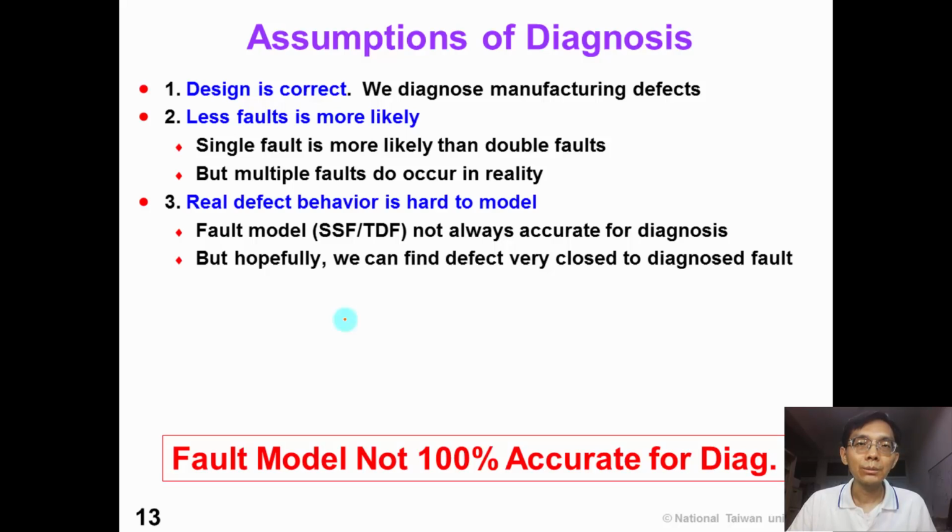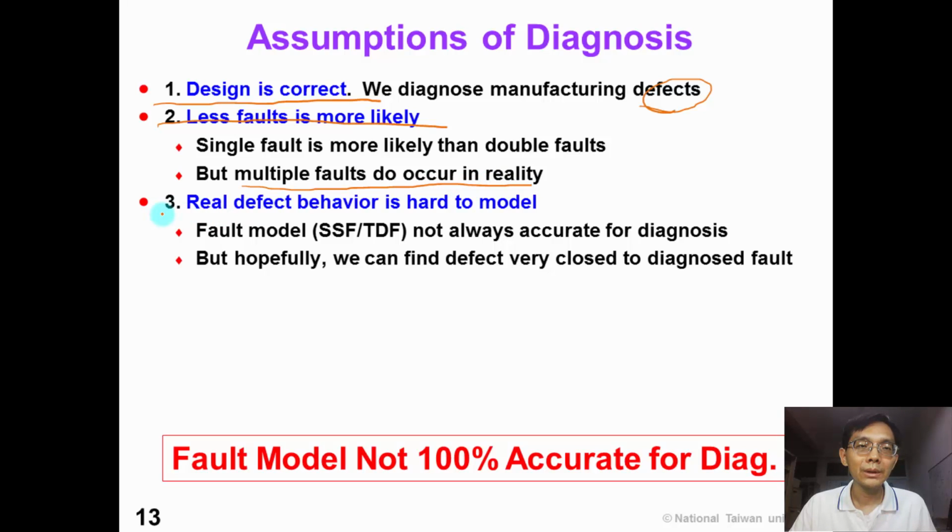So what are the assumptions of diagnosis? Number 1, we assume that a design is correct. So we diagnose manufacturing defects, not design errors. Number 2, we assume that fewer faults are more likely. A single fault is more likely than a double fault. But please do anticipate multiple faults in the real world.